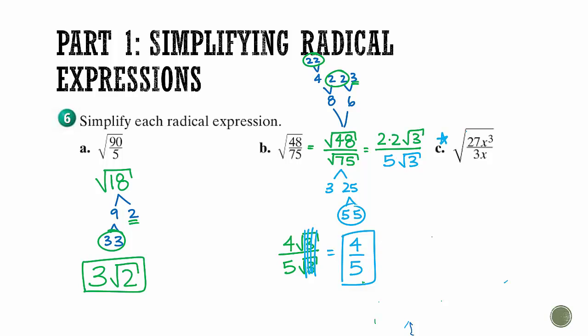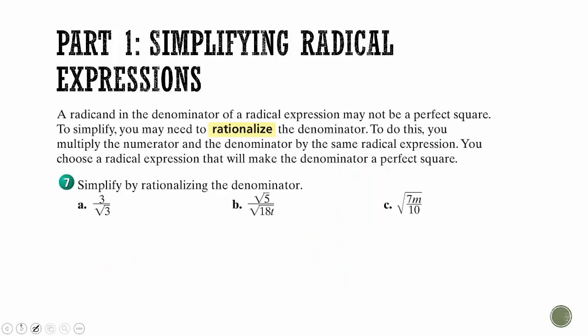Try C on your own. Simplify what's inside of here first before you try taking the square root. Last thing that we got to talk about. A radicand in the denominator may not be a perfect square. To simplify, you need to rationalize the denominator. This is very important. You need to know what this means, rationalize the denominator. This means square roots are not allowed in the denominator.